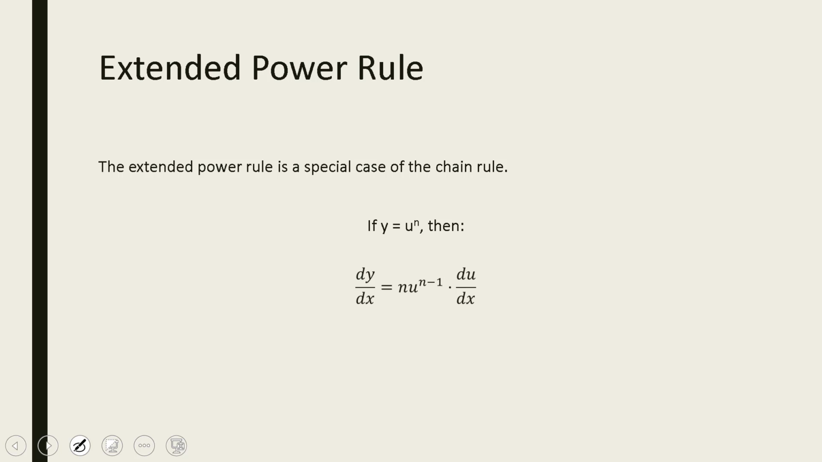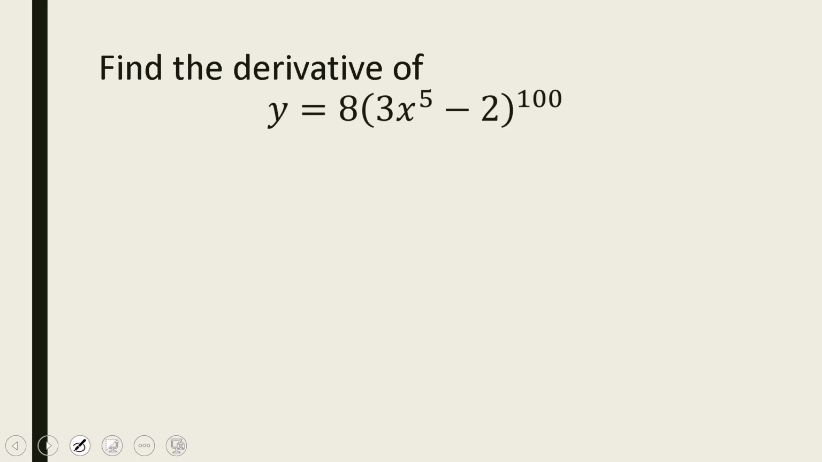And the idea is that if you can rewrite your function, y, as u to the nth power, where u is some function of x, then to find the derivative, you just use the power rule. It's going to be n times u to the n minus 1, but because of the chain rule, you also have to multiply that by the derivative of u with respect to x. Okay, so let's do an example here of the extended power rule.